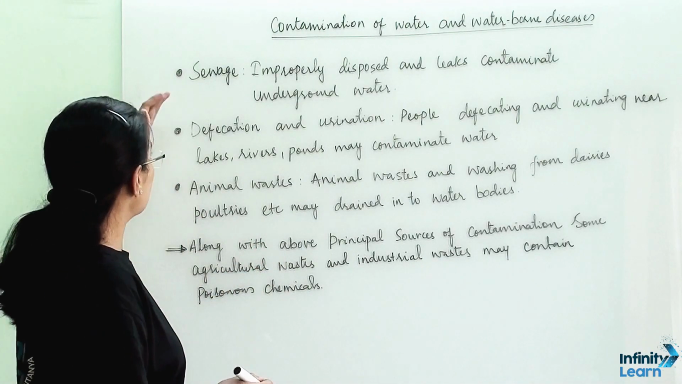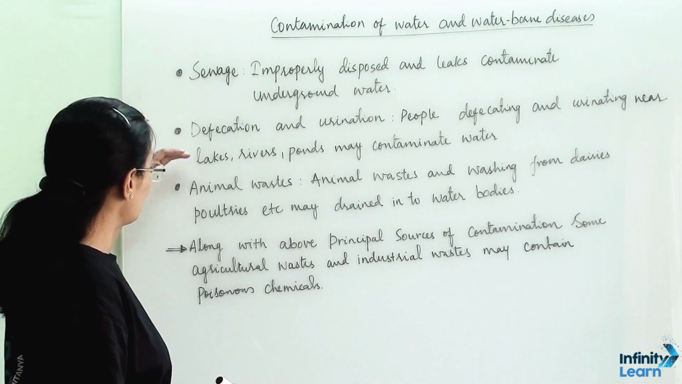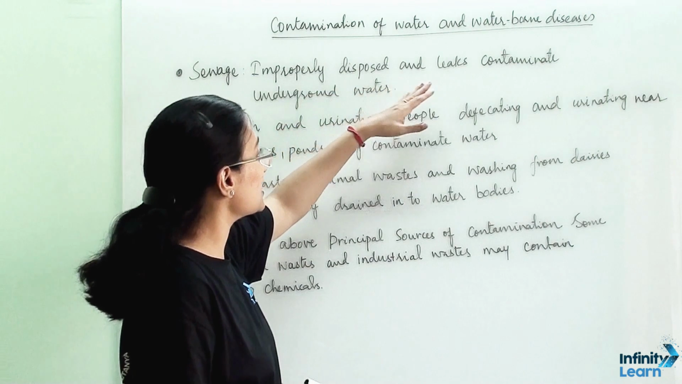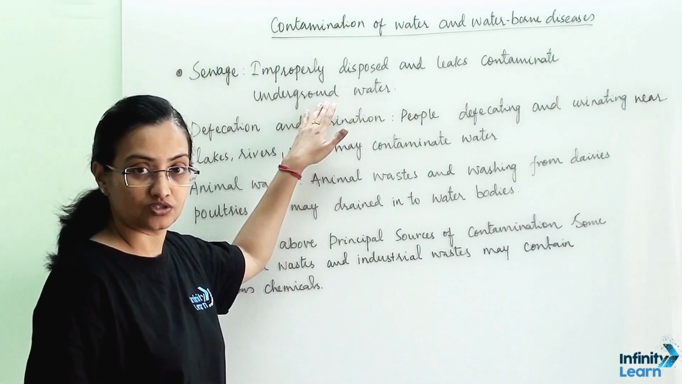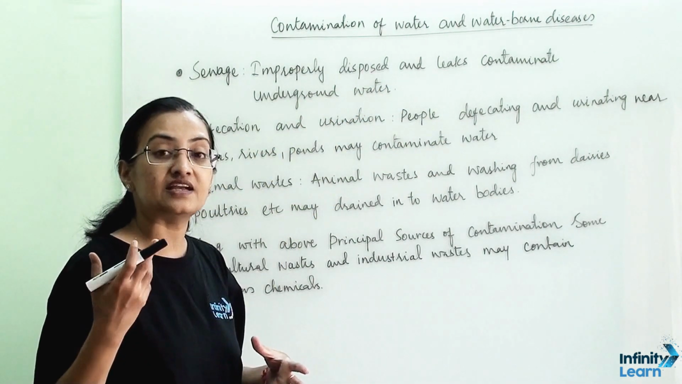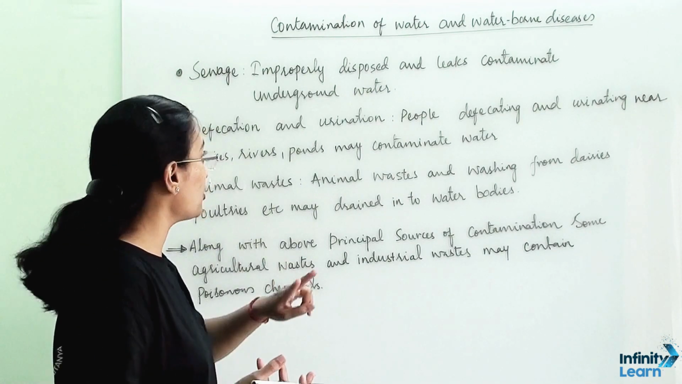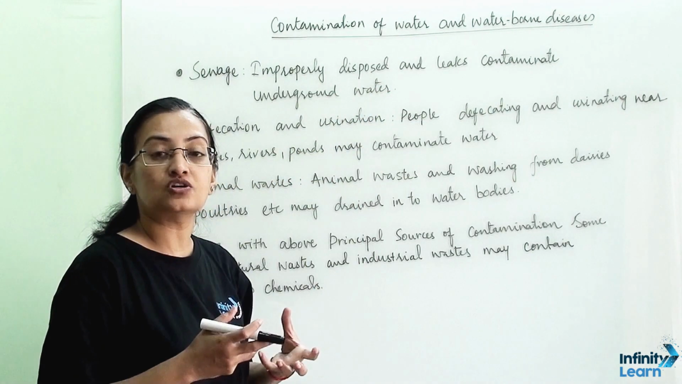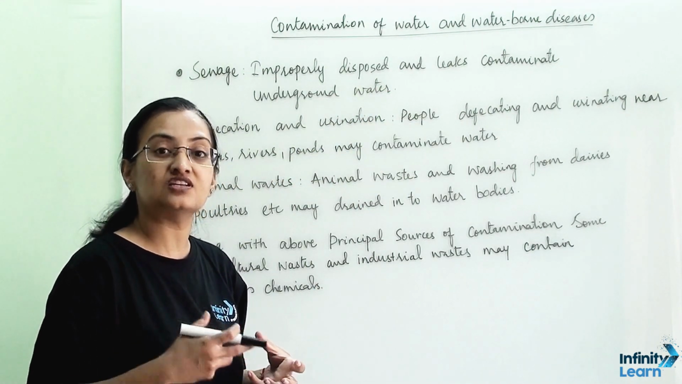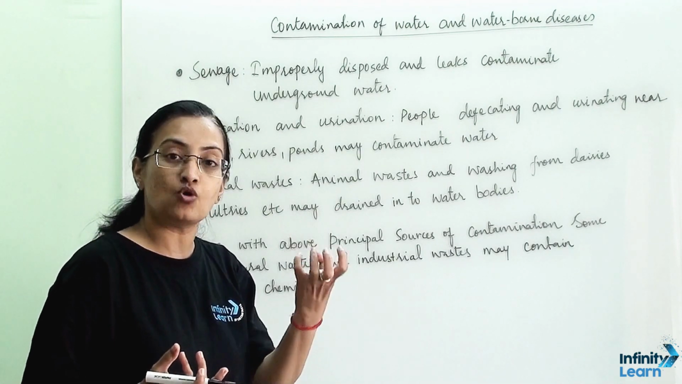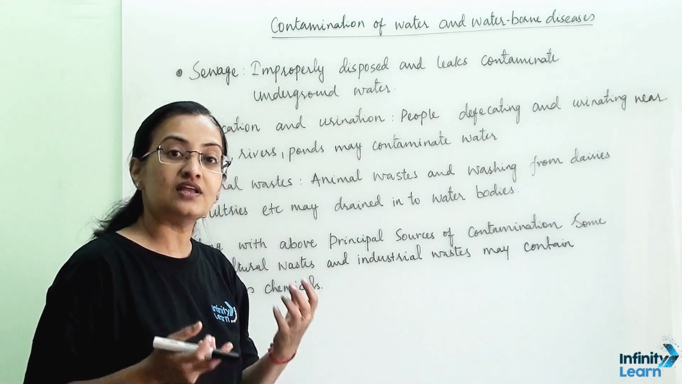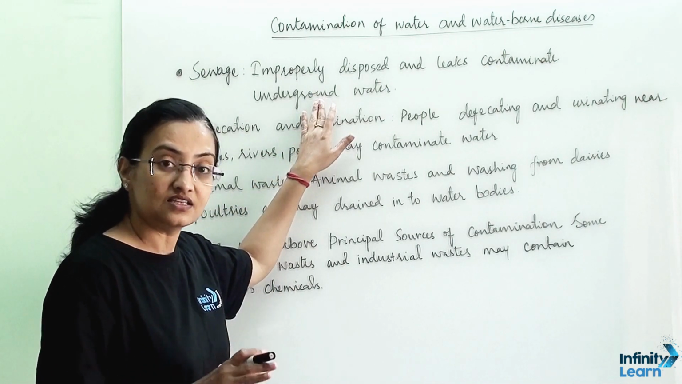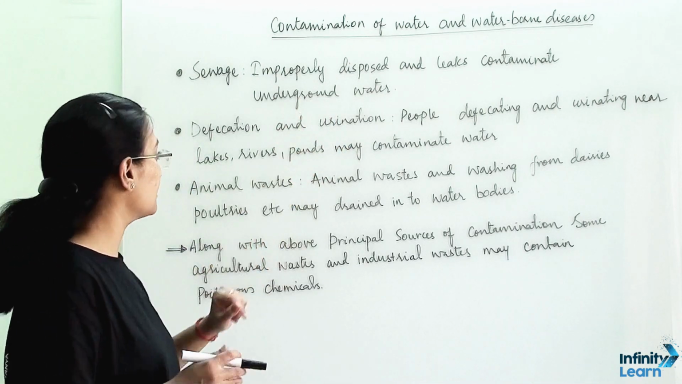So there are three principal sources: sewage, defecation and urination, and animal waste. So first is sewage. Improperly disposed sewage and leaks contaminate underground water. Sewage water will eventually get mixed with the underground water in two possible ways: improper disposal and leaks. When sewage water is not properly disposed of in a channelized way, it gets absorbed into the soil and eventually mixes with the underground water, and that is how sewage is contaminating our underground water.